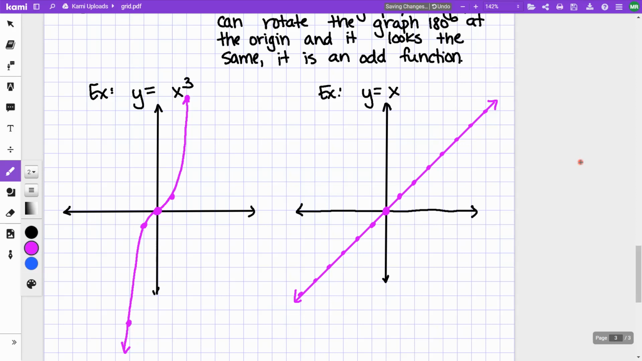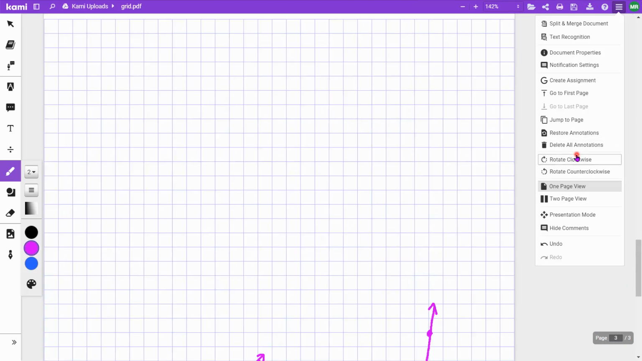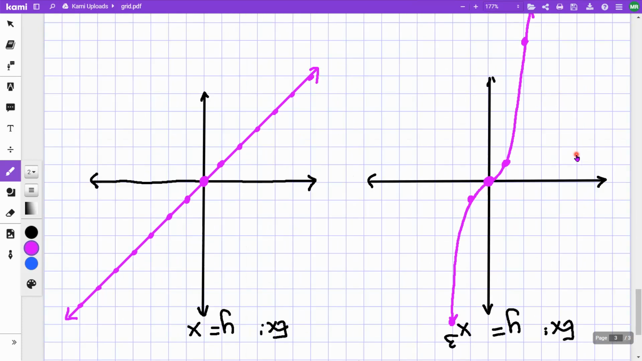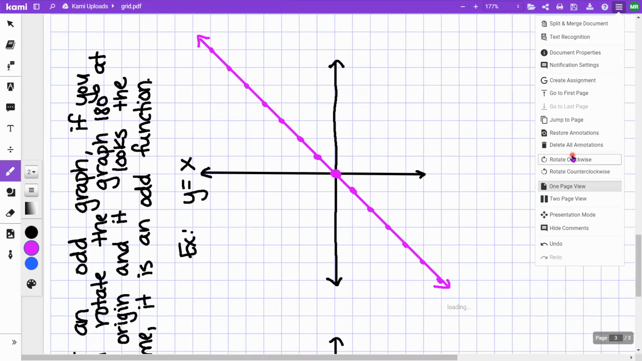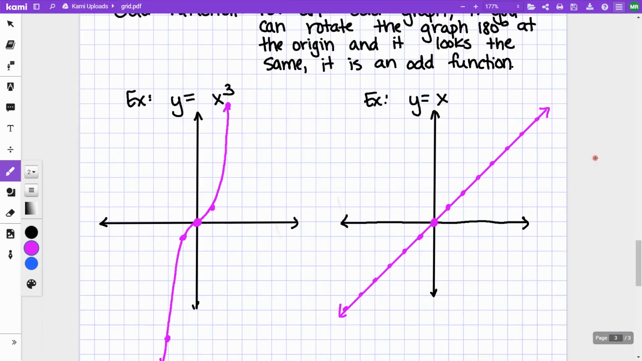Okay. Now you'll notice that again, I have 1, 1, 2, 2, 3, 3, down here at -1, -1, -2, -2. Let me rotate it again 180 degrees. When you're looking at it, it's upside down, but you still have 1, 1, 2, 2, 3, 3, -1, -1, -2, -2, -3, -3. It looks the same whether it's rotated 180 degrees or not rotated at all. They look the same. That is an odd function.